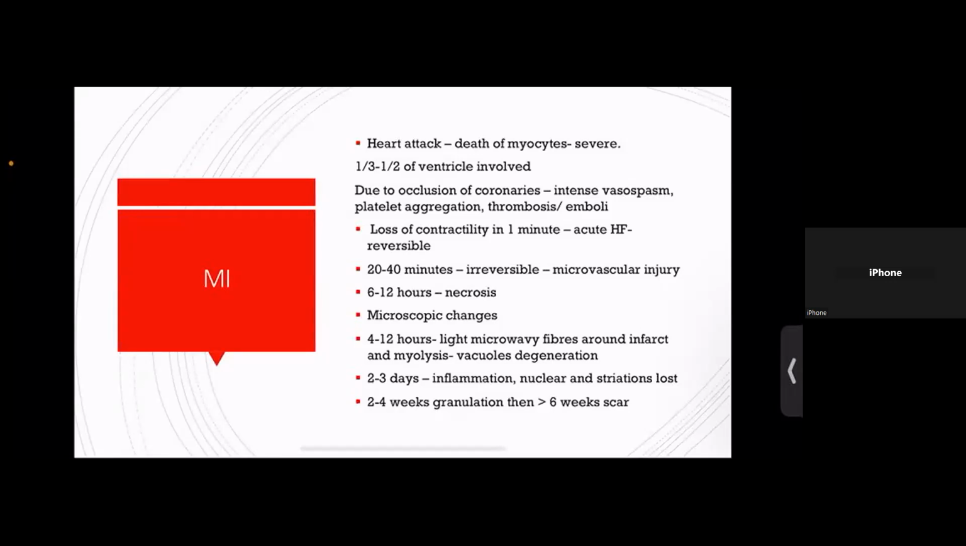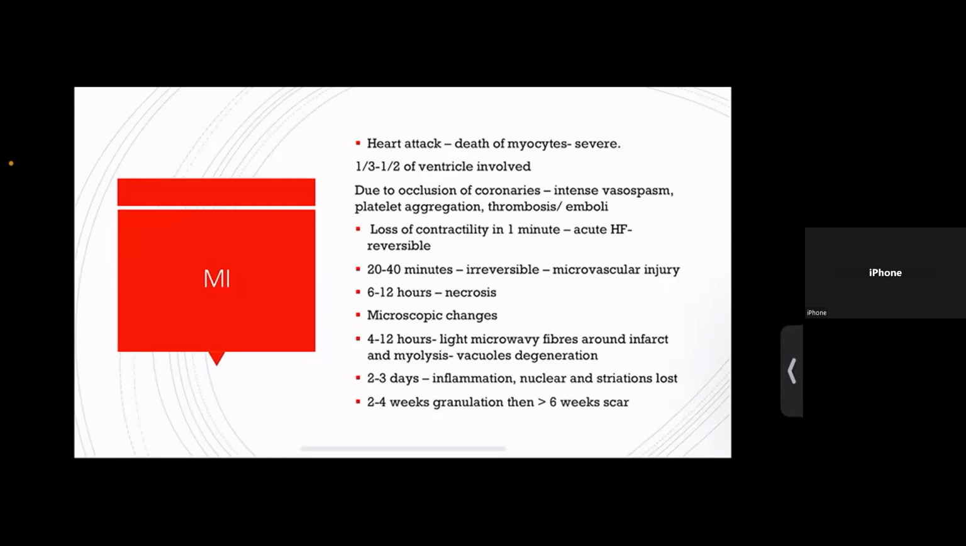Remember, we've talked about all this. And then there is loss of contractility. Remember, the myocytes are dying, and if they are dying, we are losing contractility. If contractility is lost in 1 minute, it usually results in heart failure, and this is usually reversible. But at 20 to 40 minutes, it's irreversible. We'll have microvascular injury. At 6 to 12 hours, necrosis. Remember, Husseina taught about this during the initial classes we had. 6 to 12 hours, we have necrosis.